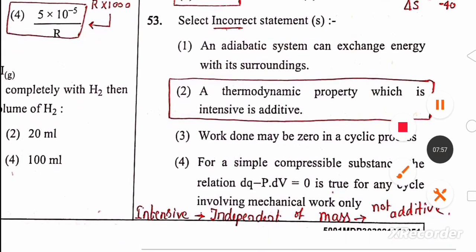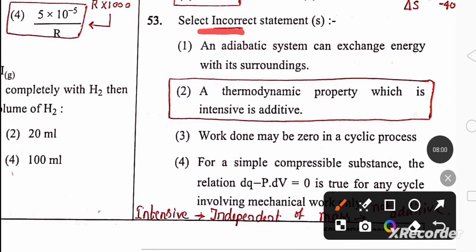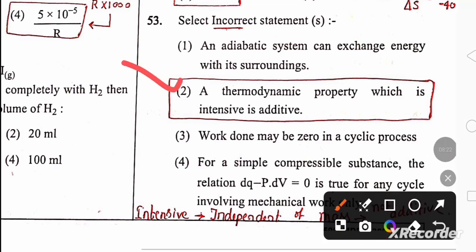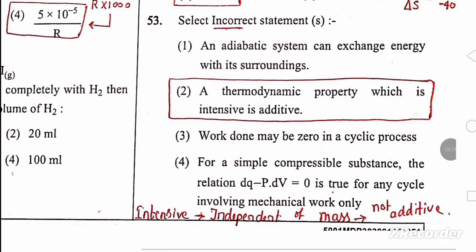Select the incorrect statement. We need to find out the incorrect statement. Let us go to the first one. An adiabatic system can exchange energy with its surroundings. Yes, it is a correct statement. Let us go to the second statement. A thermodynamic property which is intensive. So intensive means what? The properties which are independent of the mass. And the properties which are independent of the mass are not additive. That's why this second statement is incorrect in this case. Let us move to the next question.